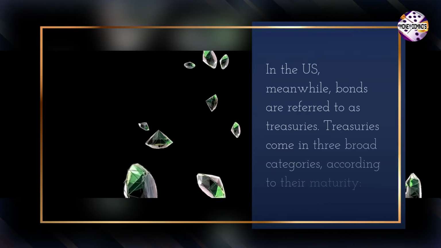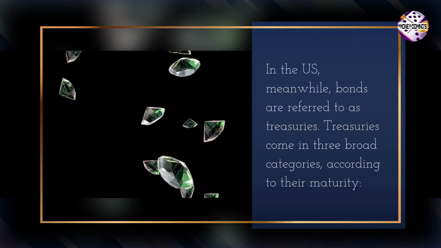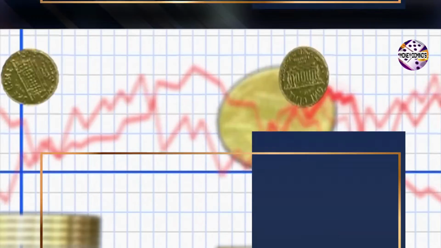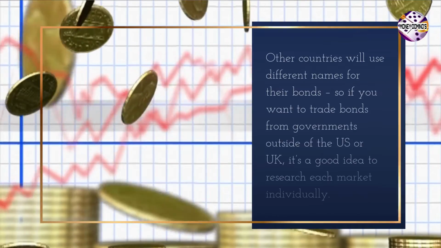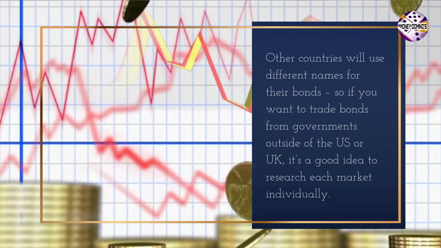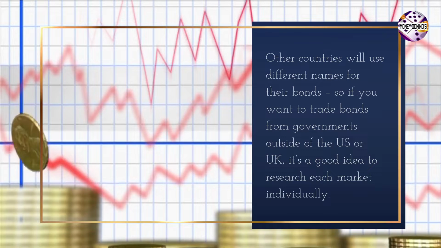In the US, meanwhile, bonds are referred to as treasuries. Treasuries come in 3 broad categories, according to their maturity. Other countries will use different names for their bonds, so if you want to trade bonds from governments outside of the US or UK, it's a good idea to research each market individually.